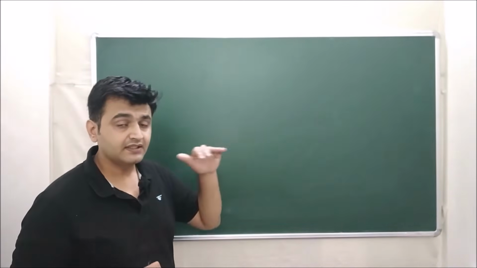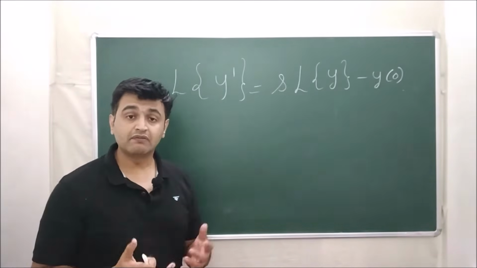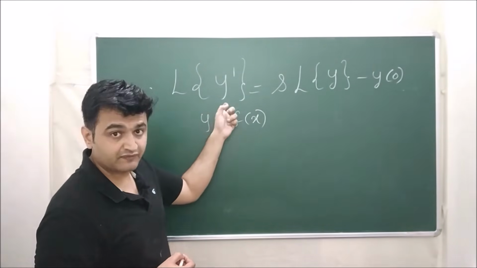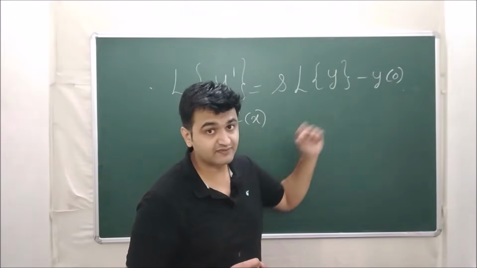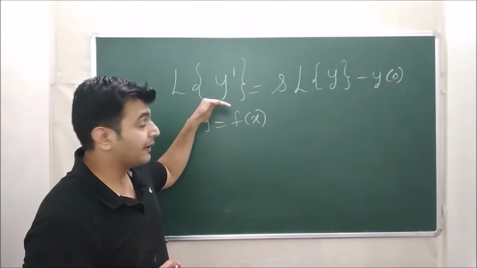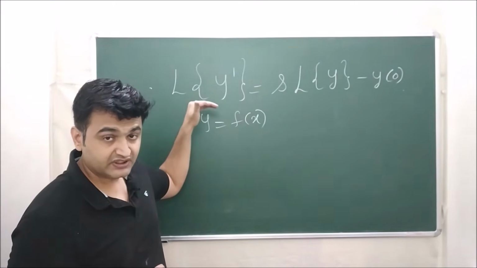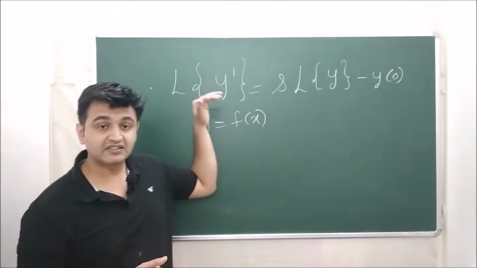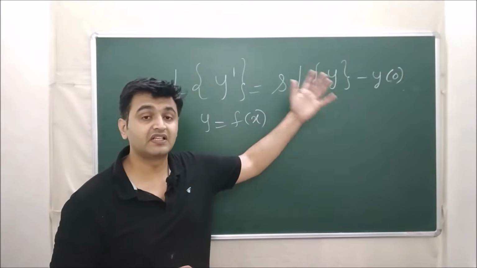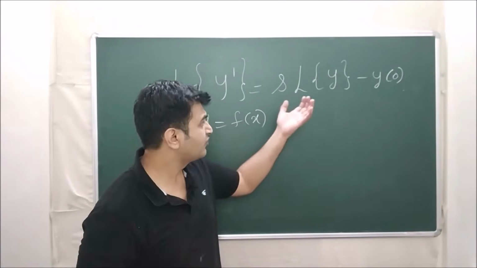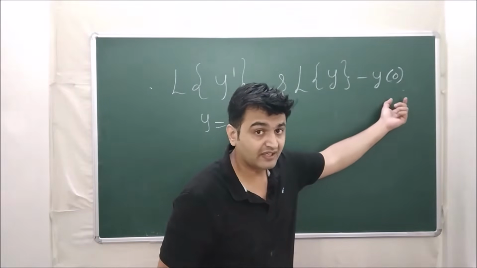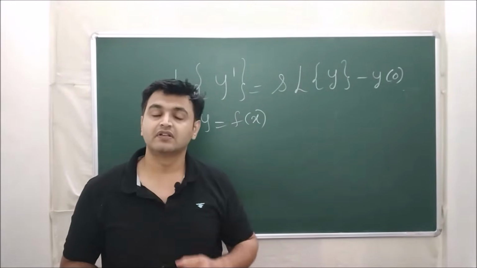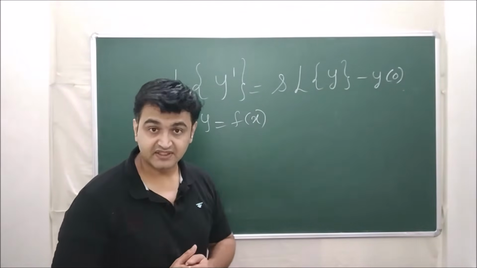So first of all, let's see the statement. What does the theorem say? If you have a function, say y equals f of x, some people write Laplace of f dash of x is s into Laplace of f of x minus y of 0. So what does the theorem say? Laplace transform of a derivative of a function can be obtained from the Laplace transform of the original function. So Laplace transform of a derivative depends upon the Laplace transform of the original function, with some modification: you multiply by s and subtract y of 0. What is y of 0? It is the initial condition that will be given to you for the given differential equation. So this is what the theorem says.